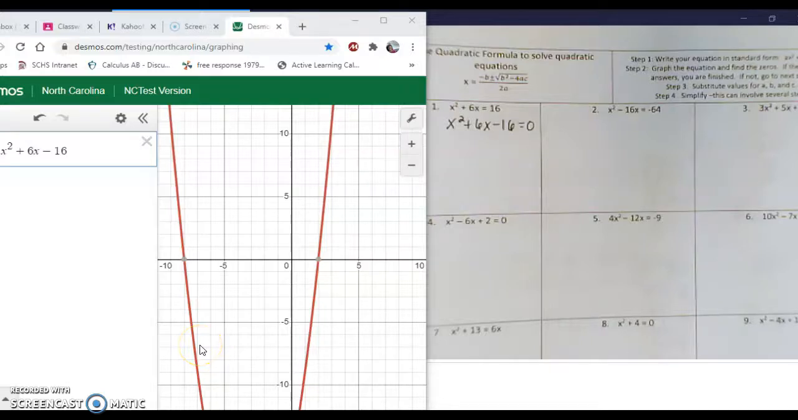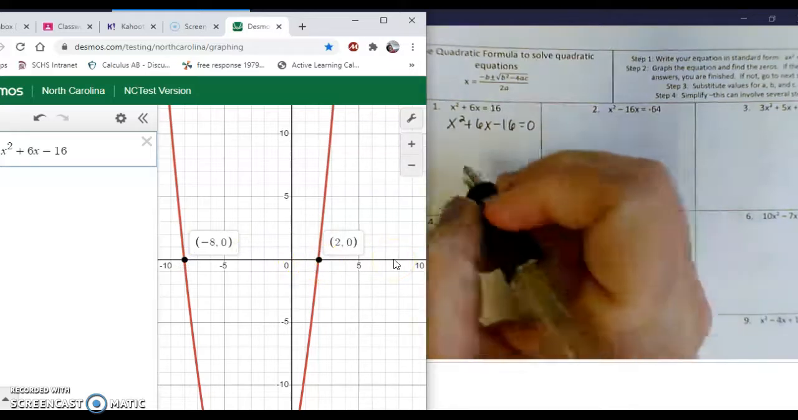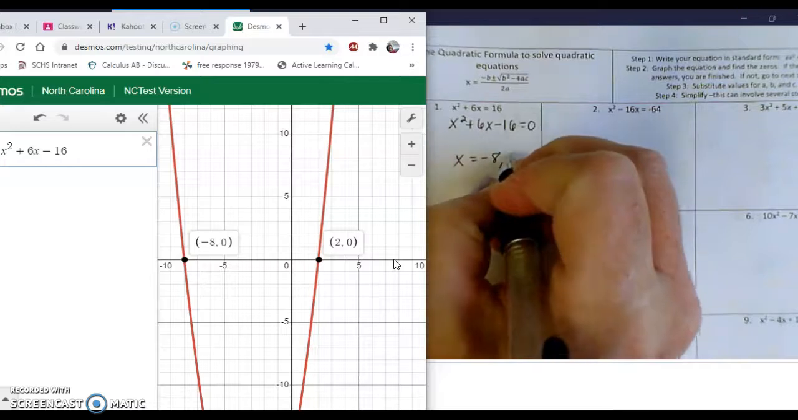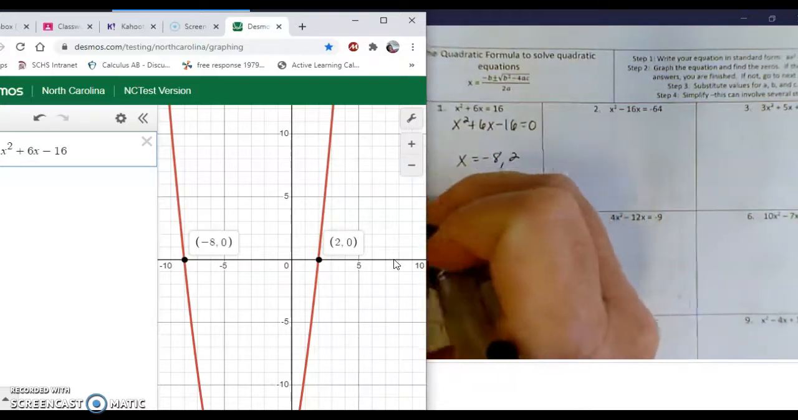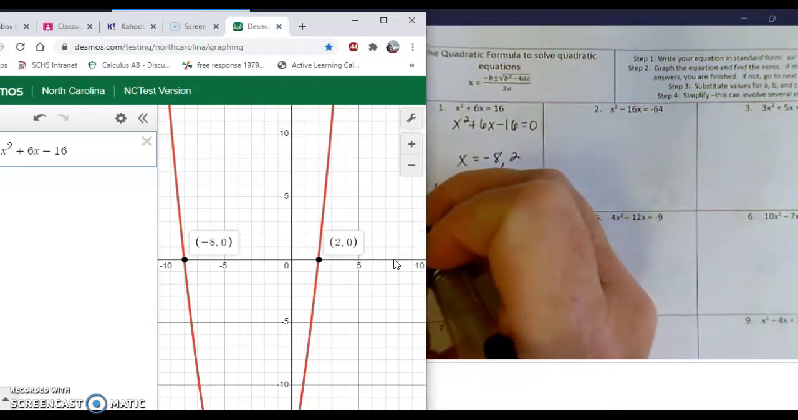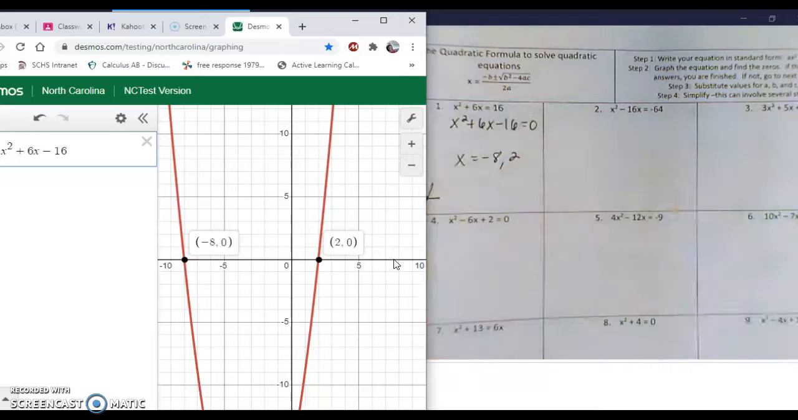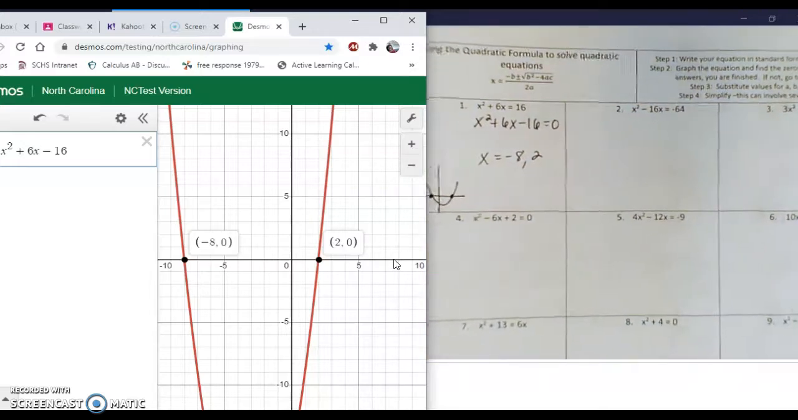Okay, so here we have it graphed, x squared plus 6x minus 16. Look at the zeros. The zeros are -8 and 2. Those are nice. I'm just going to write those down. That's the answer. I don't have to go any further on that problem. Okay? So when you graph it, it might cross the x-axis twice. And those two answers are the answers, and you're done.